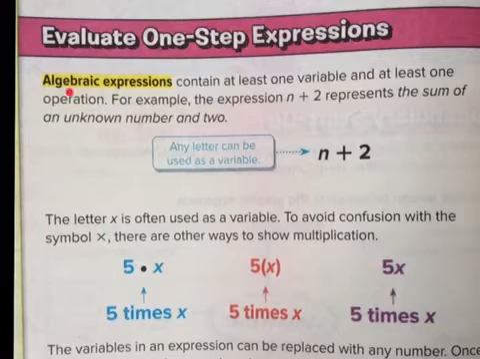And here's essentially what we just did. We wrote an algebraic expression. X plus 2 is an algebraic expression. And it contains at least one variable and at least one operation. Okay, a variable and an operation. What are we going to do? We're going to add, subtract, multiply, divide. For example, the expression n plus 2 represents the sum of an unknown number and 2, the sum, adding. Okay, as you can see there.